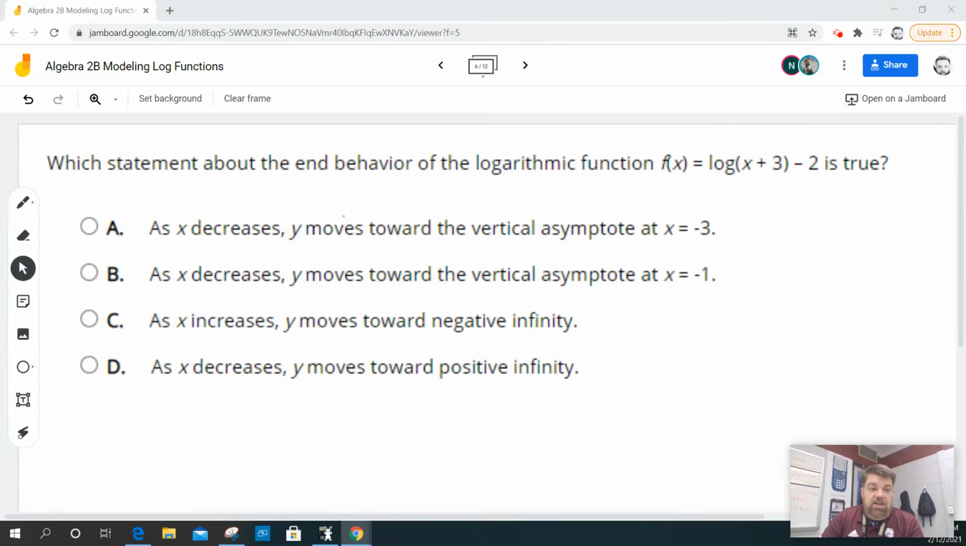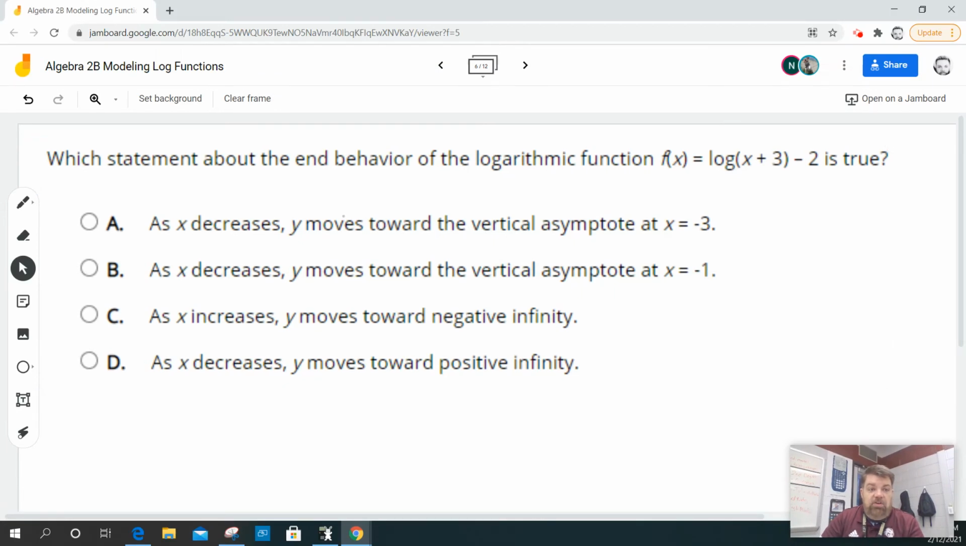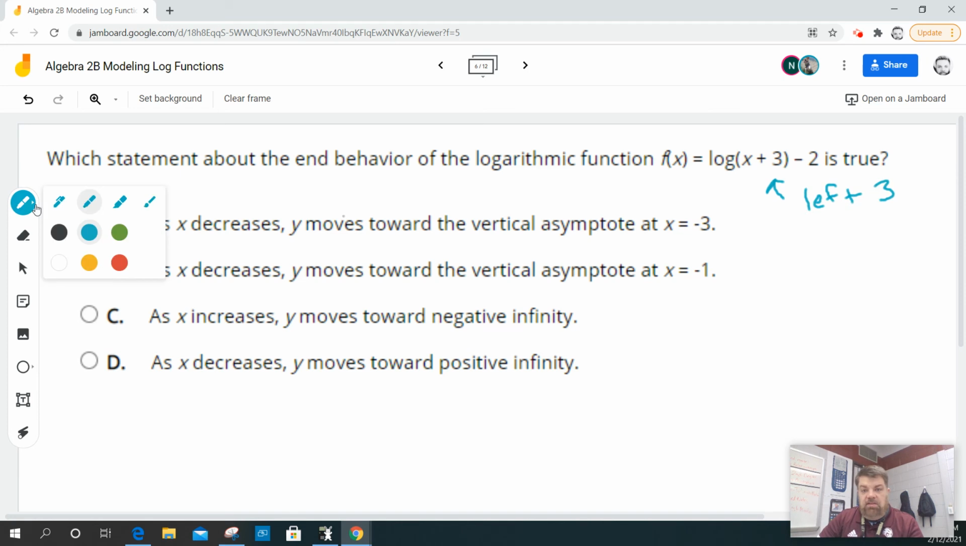All right, so it says, which statement is true about the end behavior of the logarithmic function f of x equals log of the quantity x plus 3 minus 2. So there's a couple things. If it's inside the parentheses, it's the opposite. So this is going to shift this to the left 3 units. And the 3 is because it's inside the parentheses.